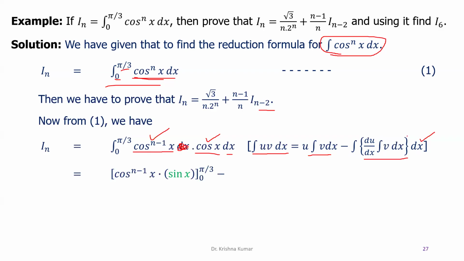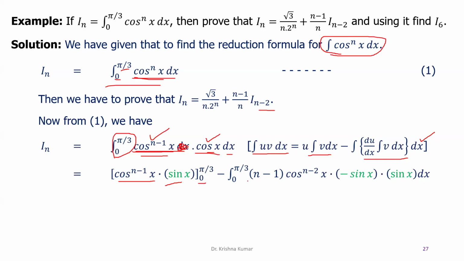Now, the first function is cos to the power n minus 1 x, and the integration of cos x is sin x. Since there is a limit over here, we put the limit 0 to pi by 3, minus the integration under the limit 0 to pi by 3. The derivative of cos to the power n minus 1 x is nothing but n minus 1 cos to the power n minus 2 x, and again the derivative of cos x is minus sin x, and the integration of cos x is nothing but sin x.